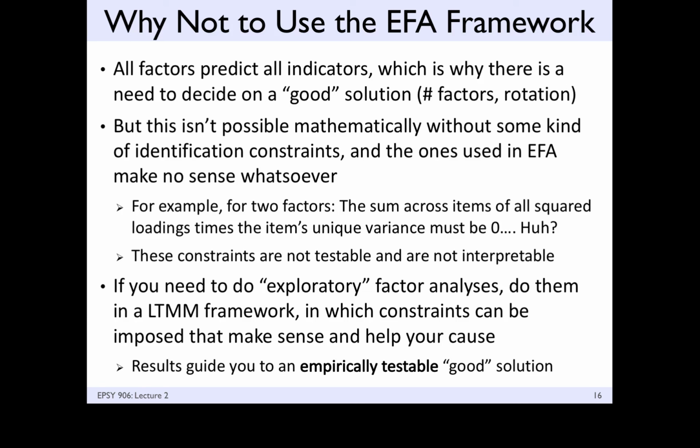The constraints they impose in maximum likelihood EFA is the following. Right here, it's lambda transpose psi inverse lambda has to be equal to a diagonal matrix delta. What is this? Delta is a diagonal matrix, means it has numbers down the diagonal and zeros in the off diagonal. That's the set of constraints you're doing.